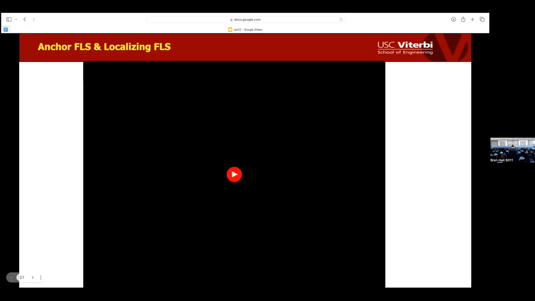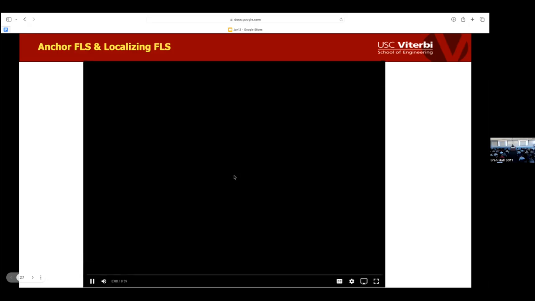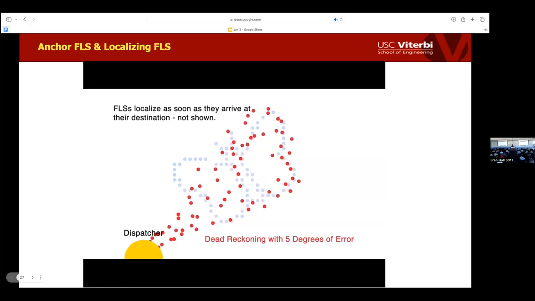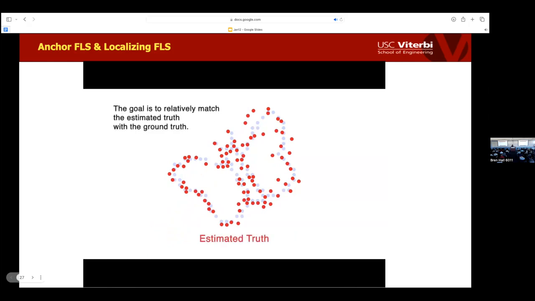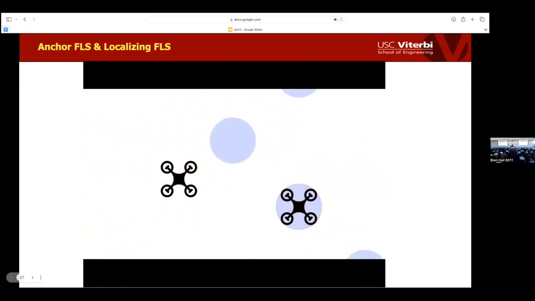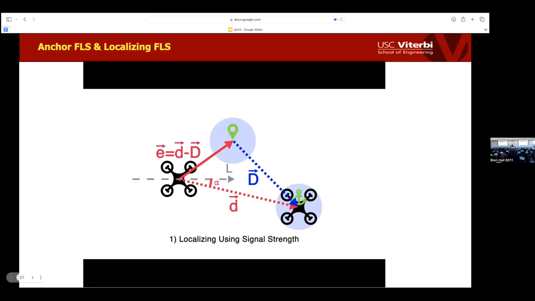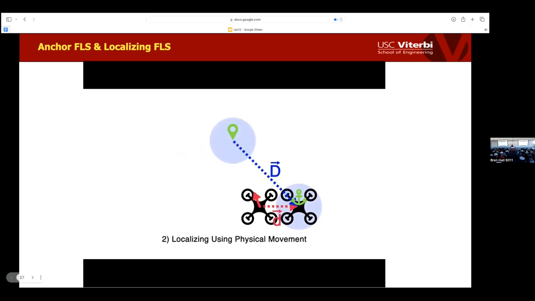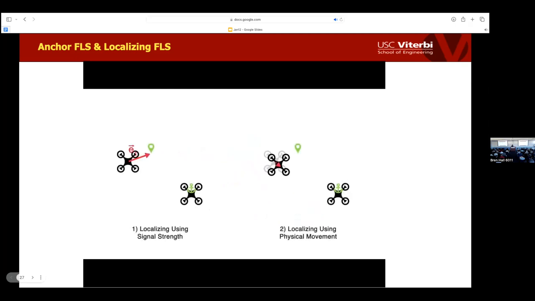The way this algorithm works, as I already hinted, is that I have a ground truth, and there is a dispatcher deploying FLSs from the origin, and you're looking at dead reckoning with 5 degrees of error. The red is my estimated truth. Then there are two algorithms that we have, signal strength and physical movement, to facilitate localization. Over here, you will see an anchor appear. That's the anchor FLS. The other one is the localizing FLS. It computes its relative position based on the estimated truth. Each FLS is told what its coordinate should be, and based on the truth that's given to it, it computes and moves. With physical movement, the localizing FLS moves next to the anchor, and then it moves to where it should be.